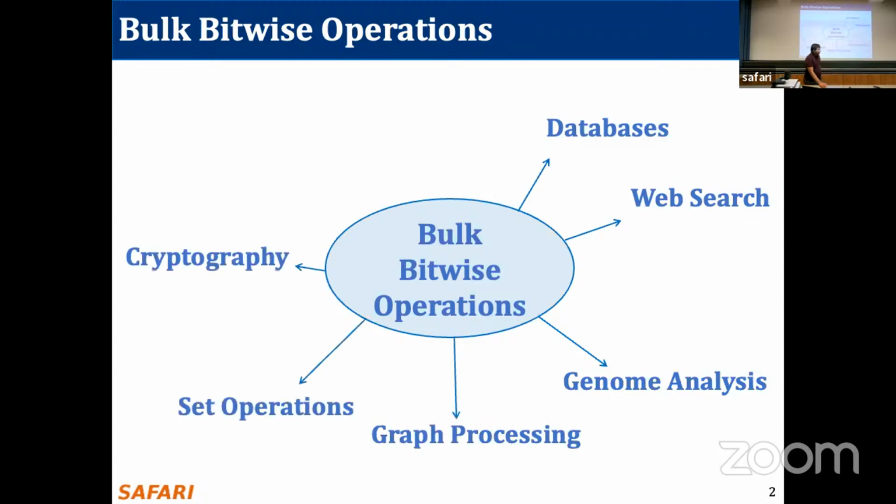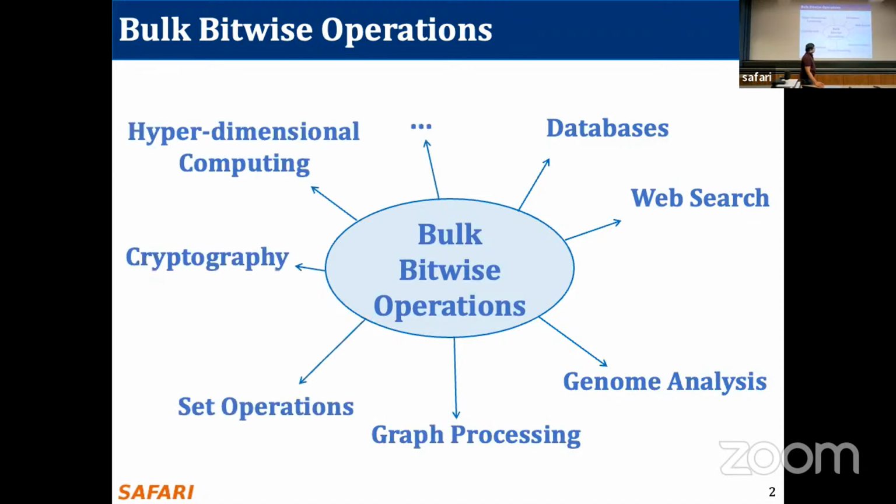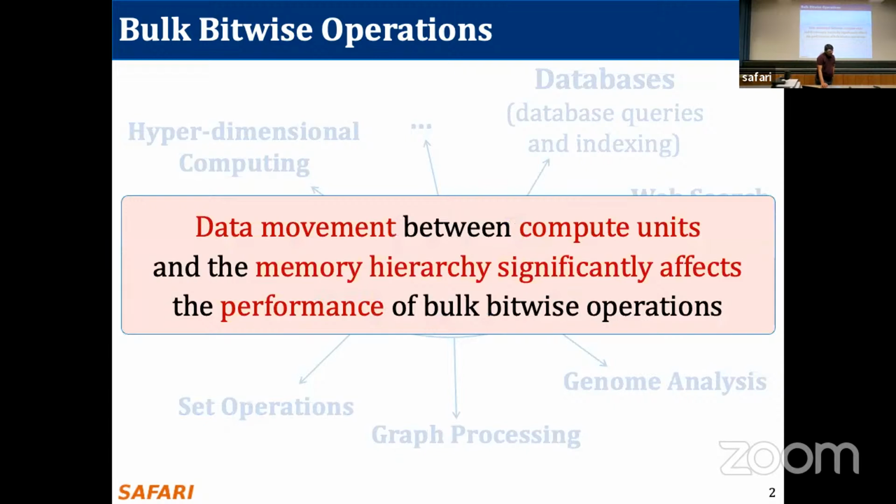So bulk bitwise operations are prevalent in most of these application domains like databases, web search, genome analysis, graph processing, set operations, and hyperdimensional computing. But as I mentioned, the data movement bottleneck between the compute units and the memory hierarchy significantly affects the performance of these bulk bitwise operations, because bulk bitwise operations themselves are very simple in nature, but they are performed on operands which could be in the order of gigabytes, which requires the data to be moved to the compute units, and that creates a major bottleneck.